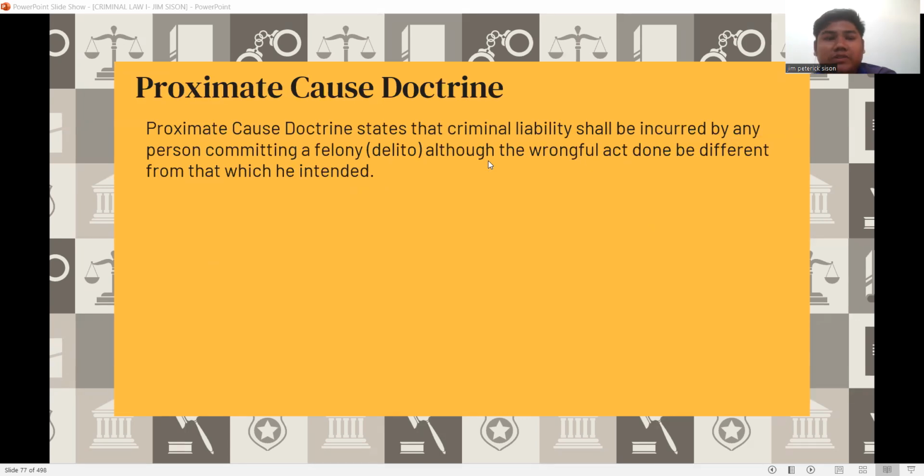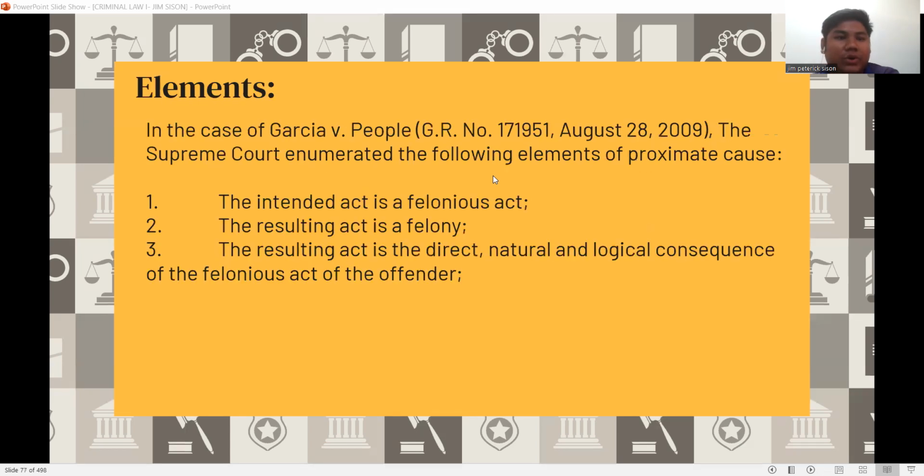And then the proximate cause doctrine. So proximate cause doctrine states that criminal liability shall be incurred by any person committing a felony, although the wrongful act be different from that which he intended. So what are the elements of proximate cause? So the intending act must be a felonious act. Okay? The person must be committing a felony. And the resulting act is the direct, natural, and logical consequence of the felonious act of the offender.